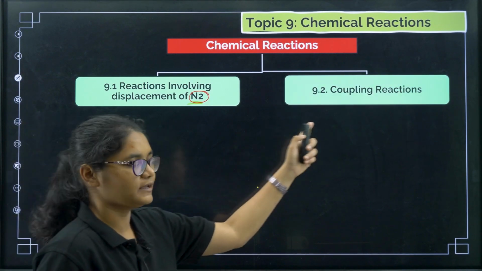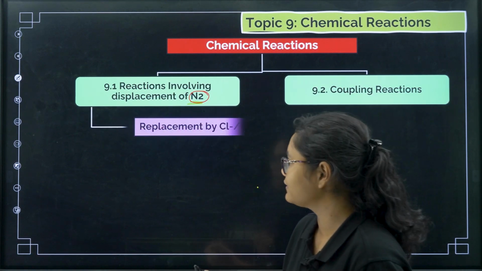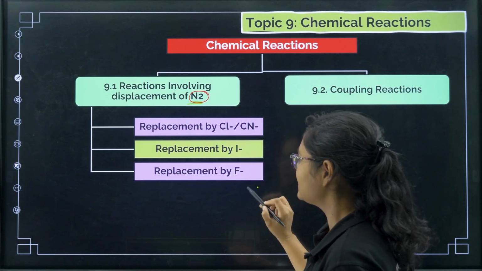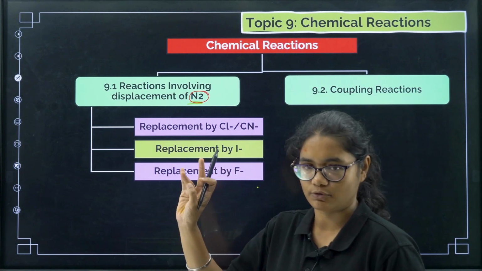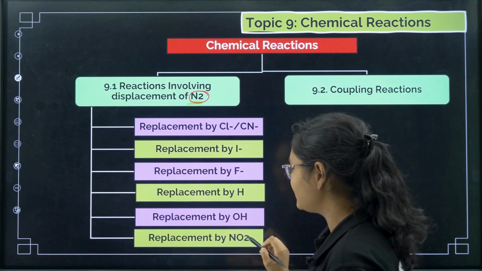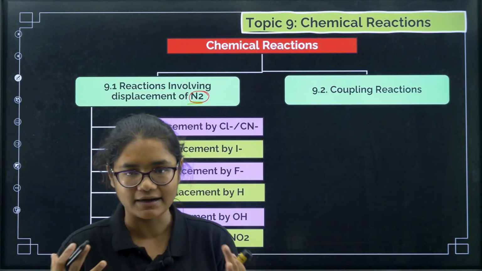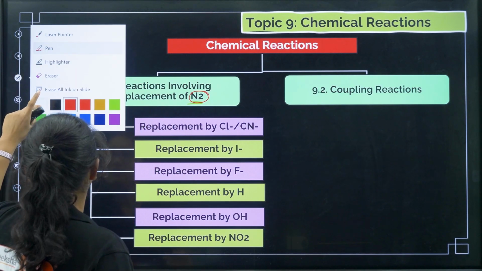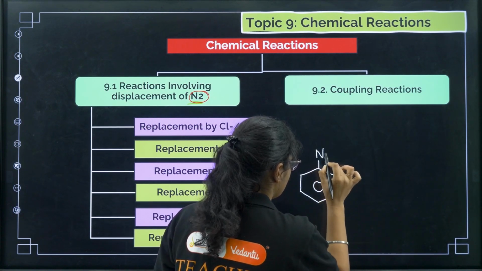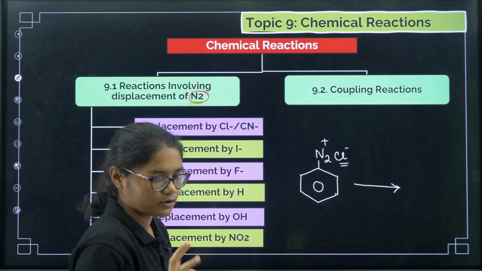Next we have coupling reactions. Under reactions involving displacement of N2, we have replacement by Cl minus or CN minus, replacement by I minus, replacement by F minus, that is chlorine, fluorine, iodine. Then replacement by H, replacement by OH, and then replacement by the NO2 group. If you see the structure of benzene diazonium chloride, it is like this, N2 plus Cl minus. Now this Cl minus already is not a part of the ring, right?